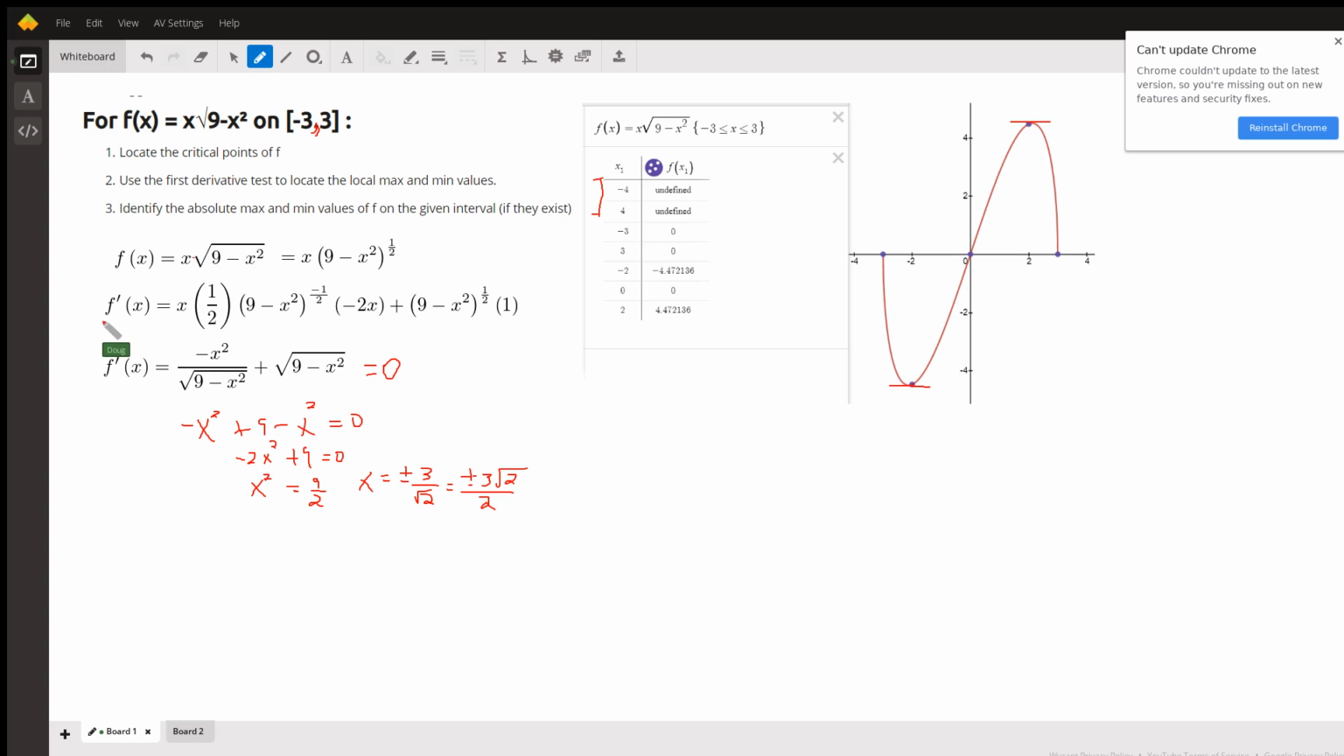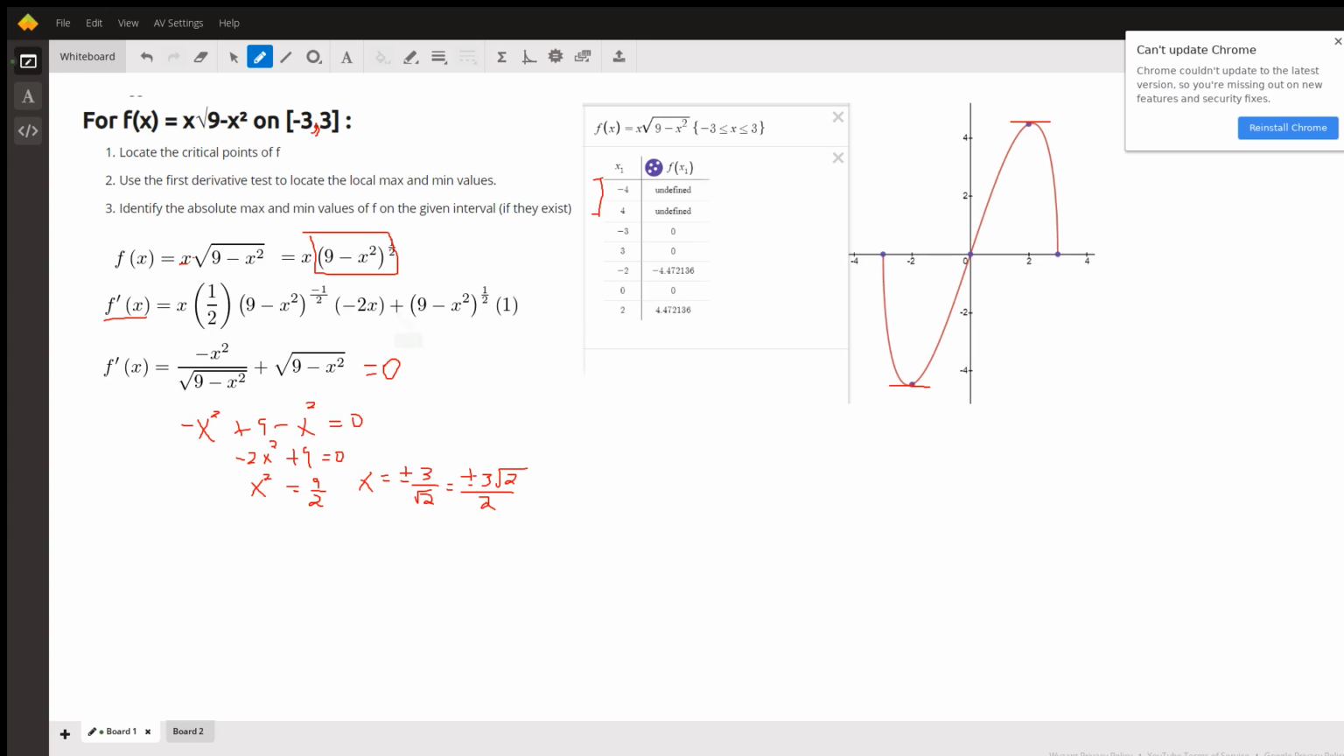So the product rule says I'm going to take the first function, which is this x, times the derivative of the second. So I'm taking the derivative of this function right here. I'll bring the 1/2 down front, reduce the exponent by 1, becomes -1/2. Then the chain rule indicates it will multiply by the derivative of the inside, which is the derivative of -x squared, -2x.